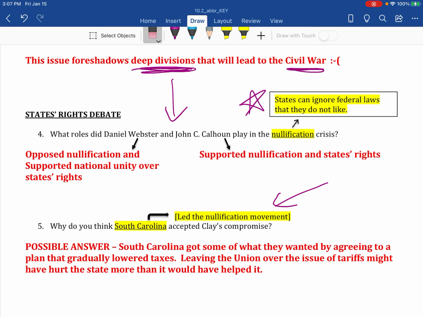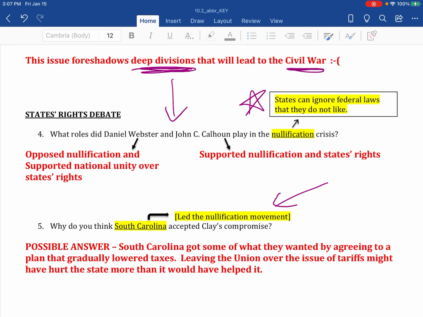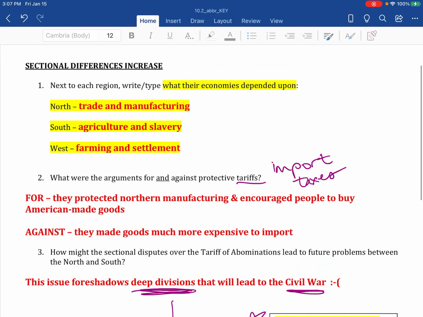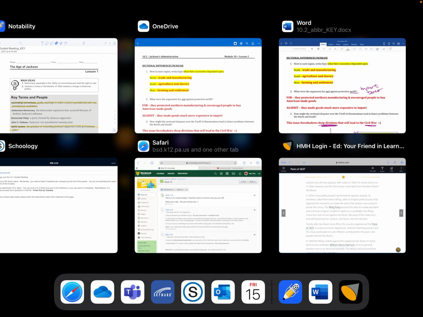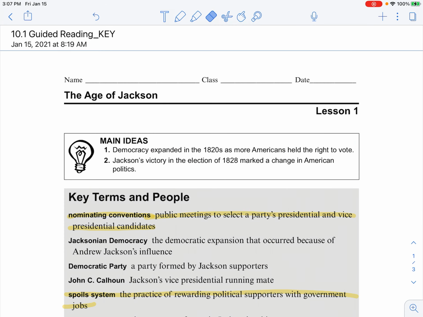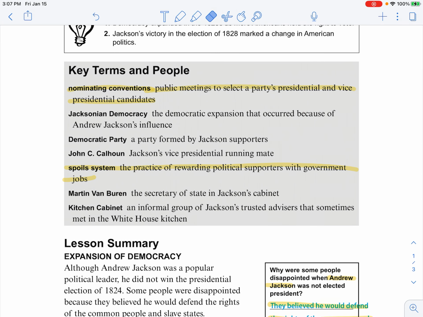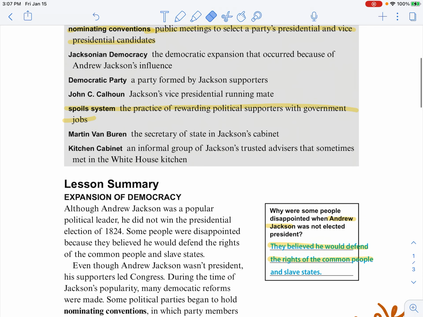So notice the highlighted material. South Carolina led the nullification movement. Nullification means that states can ignore federal laws that they don't like. And the 3 regions and their economies. Those are the things that you need to know for tomorrow's quiz from section 2. Going back to section 1, just to remind you, you need to know the definition of nominating conventions, the definition of spoils system, and who supported Andrew Jackson. Those are your 6 questions on the quiz tomorrow.